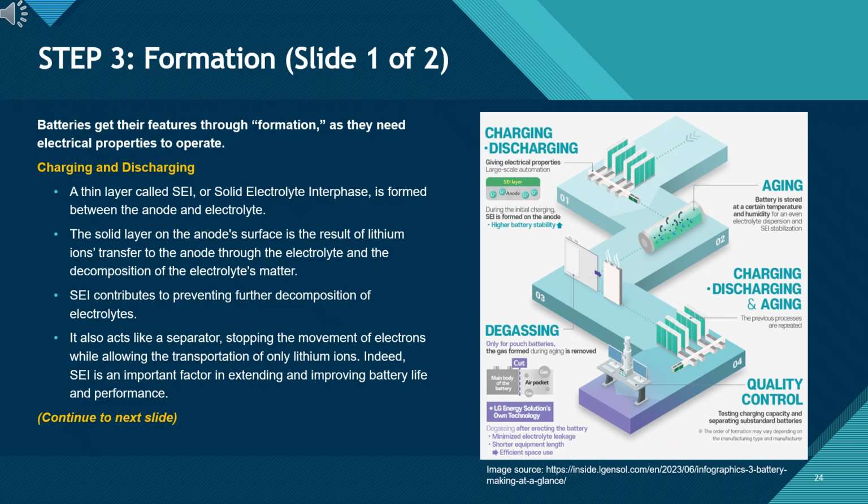This SEI layer is created by a small, intentional decomposition of the electrolyte, and it then acts as a protective barrier. It blocks further electrolyte breakdown while still allowing lithium ions to pass. In practice, SEI behaves like an internal separator for electrons, helping to stabilize the chemistry, extend cycle life, and improve safety and performance. We will continue this explanation on the next slide, where we look at aging, degassing, and final quality control.